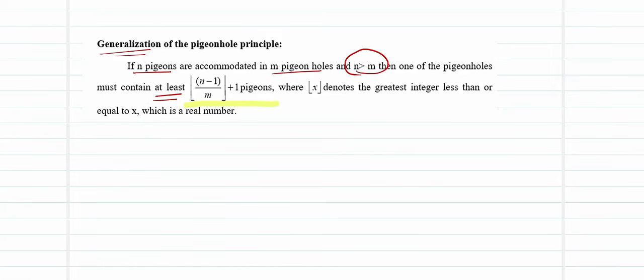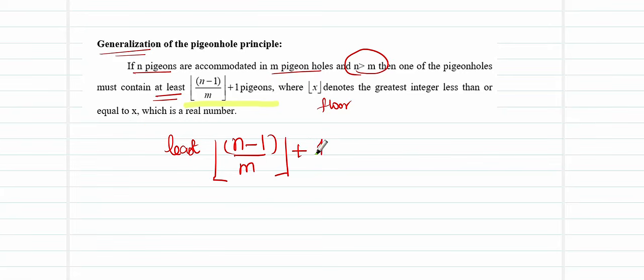So the formula we are going to use in this session for finding the least number of objects accommodated in any of the situations is n minus 1 divided by m, and then you find the floor of that value. Floor is a function which denotes the greatest integer less than or equal to the value x, and then along with it you add 1. So this is the minimum number I can fill in any of these boxes.